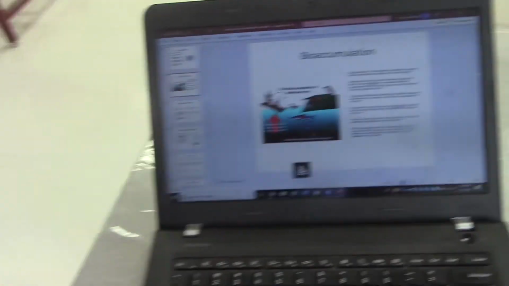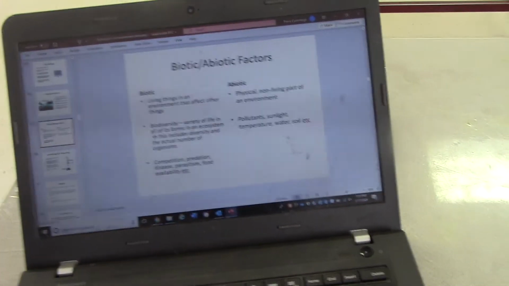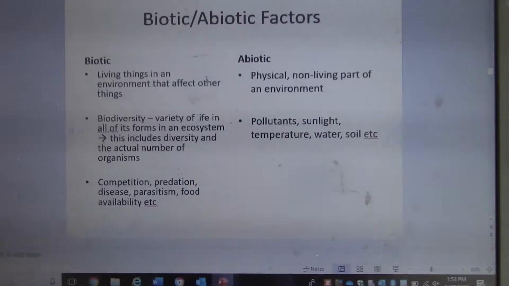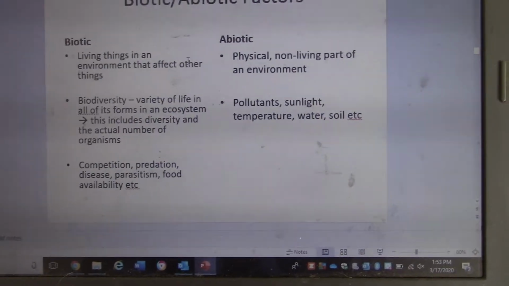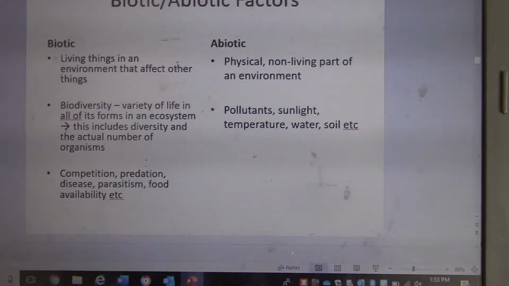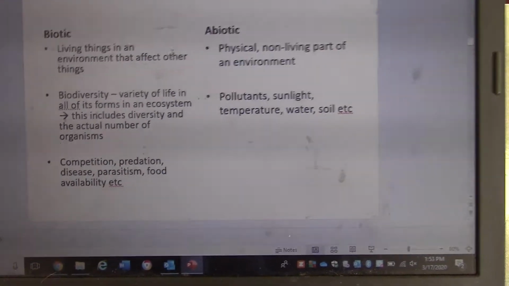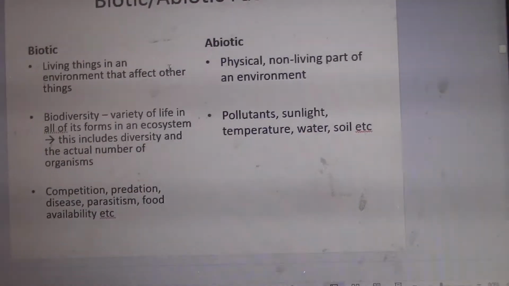All right, so that's bioaccumulation. What we're talking about, this is just a general thing for us to know. What we're talking about in an environment, this is a bit of a review, are things that are biotic and things that are abiotic. So things in an environment that affect growth, that are biotic, are living things in an environment that affect other things. You should understand what biodiversity means in this part of the unit. So it's the variety and the breadth of life. So not only the amount, but the types of different types of life in an ecosystem. So the diversity and the actual number.